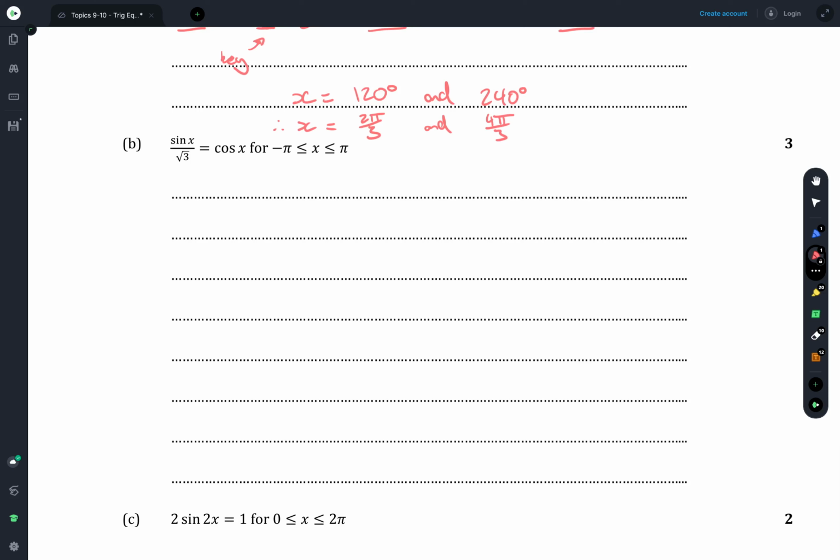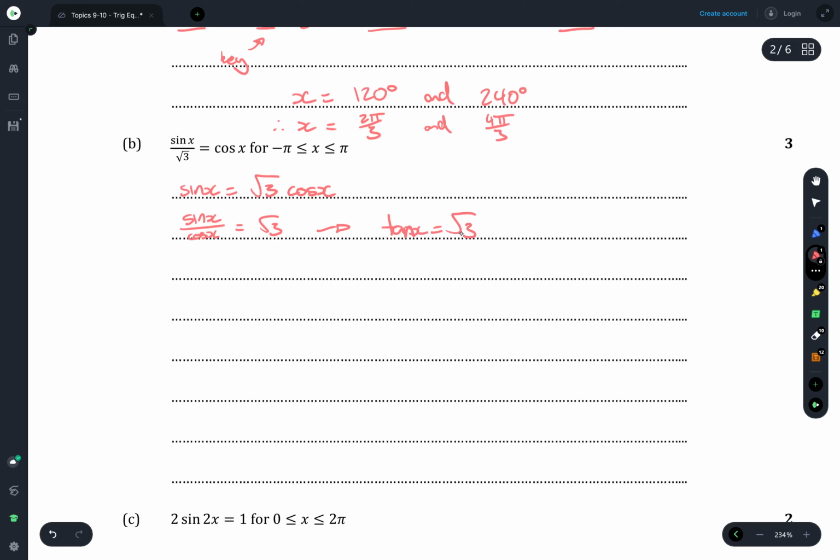Let's first of all try to get rid of that root 3. So we have sine x equals root 3 cos x. And then once we have sine x equals root 3 cos x, we can divide by cos x to get sine x over cos x equals root 3, which means we have tan x equals root 3, using the identity tan x equals sine x over cos x.